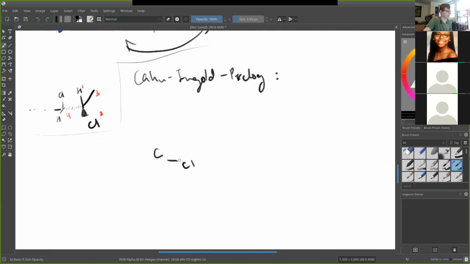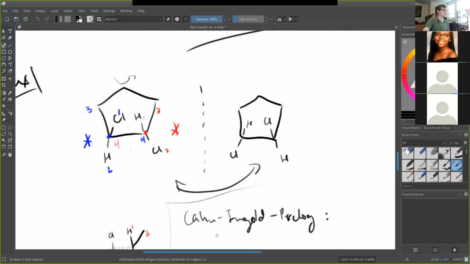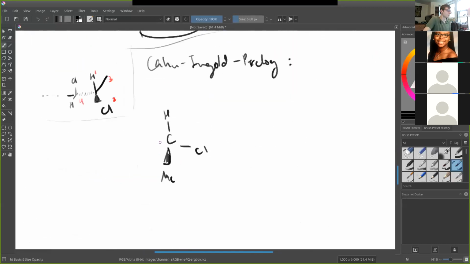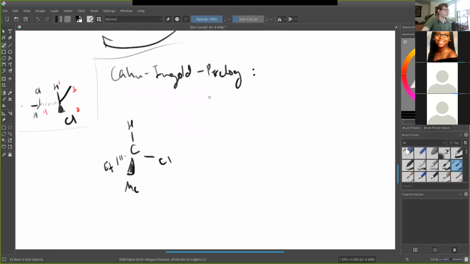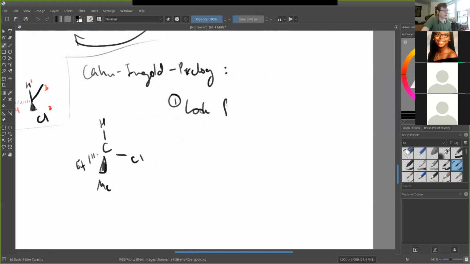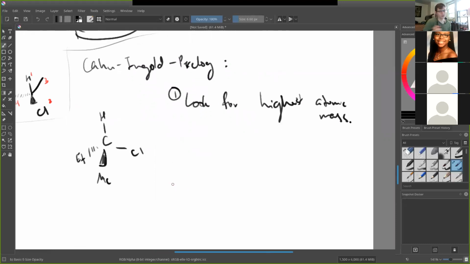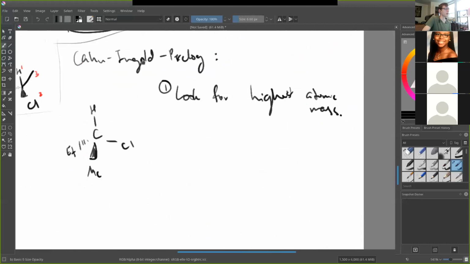Maybe I'll use the example that I kind of started with, because let's see, did I start with the methyl over here? Yes, I did. Okay. Here we go. Here's what we do. 1, look for highest atomic mass. Whatever's the heaviest, whichever atom connected to it is the heaviest, that comes first. Let me see what colors I used up there, just because I want to stay consistent. Up here, this was the blue molecule.